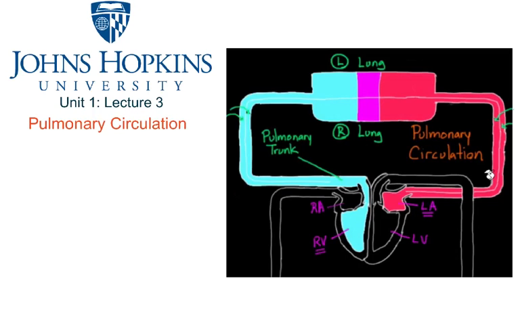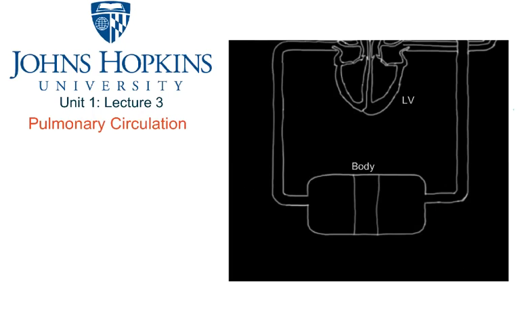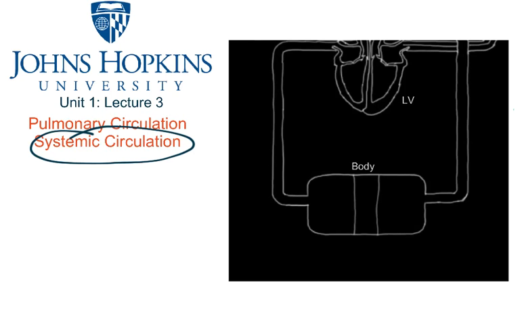So what you see kind of colored in now is the pulmonary circulation. So that's the first part of our circuit. Let's now keep going and talk about the second part of the circulatory system, which is the systemic circulation. So now the journey starts with the left ventricle.